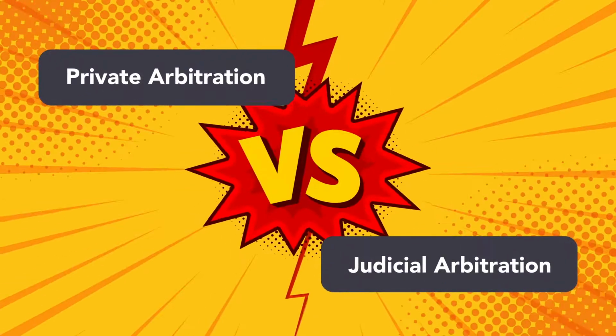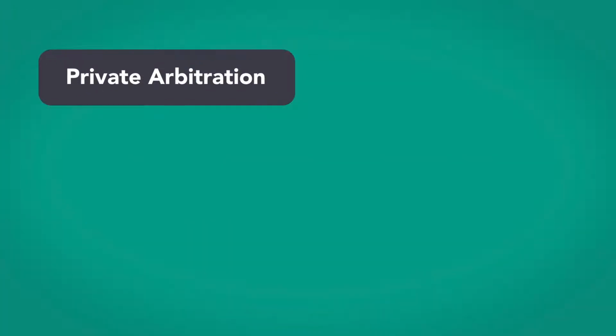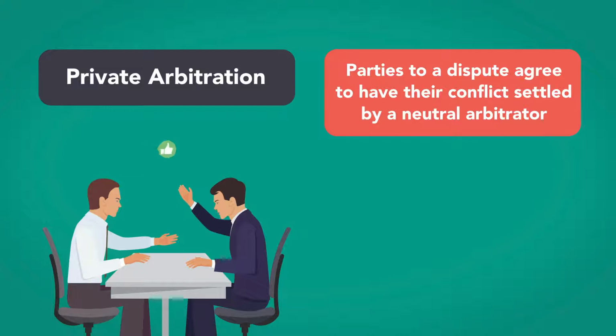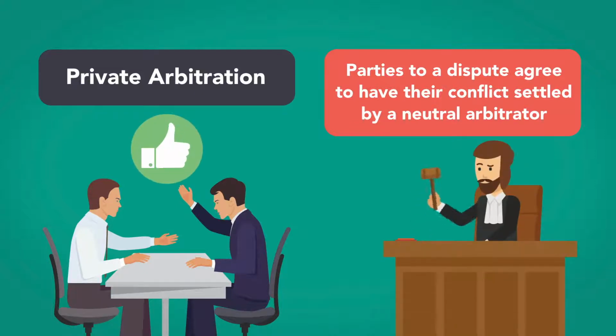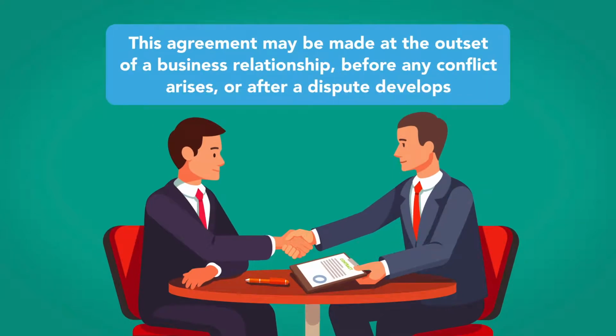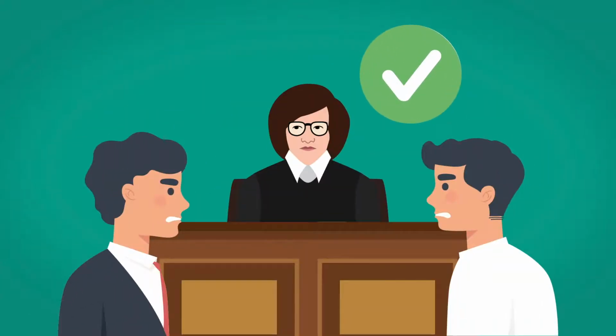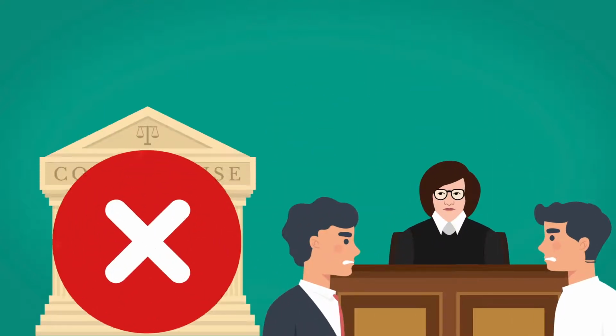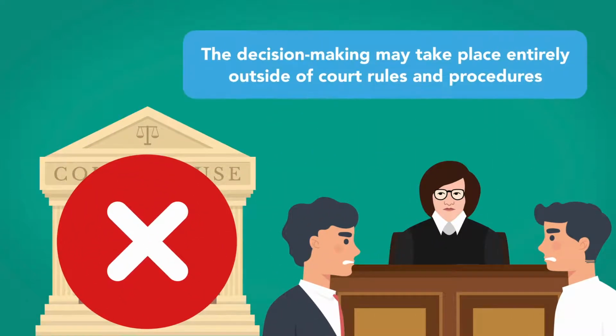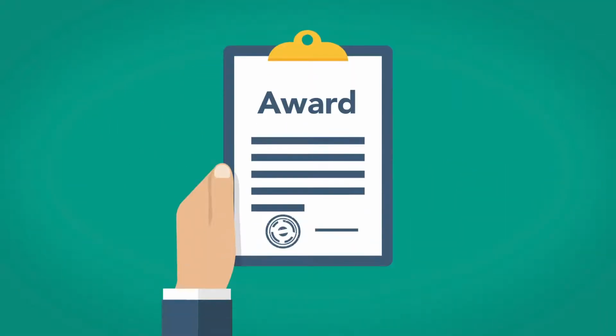Private versus judicial arbitration. Private arbitration occurs when parties to a dispute agree to have their conflict settled by a neutral arbiter instead of going to court. This agreement may be made at the outset of a business relationship, before any conflict arises, or after a dispute develops. The parties identify their own mutually agreeable arbiter and take their dispute before that person for resolution. The courts may not become involved in the dispute at all. The decision-making may take place entirely outside of court rules and procedures, but the final decision is generally binding on all parties.